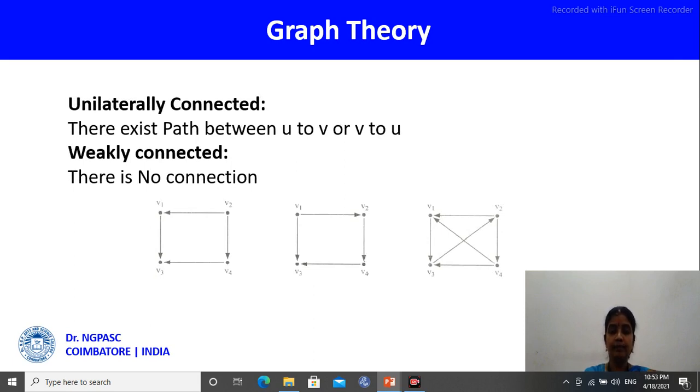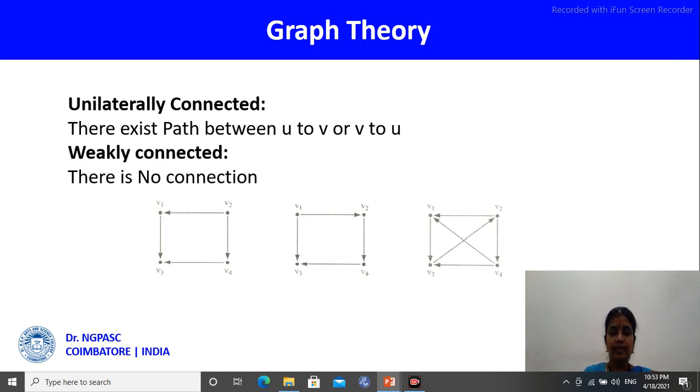Unilaterally connected means there exists a path only from U to V or from V to U, but not both. Weakly connected means there is no connection in the directed graph.